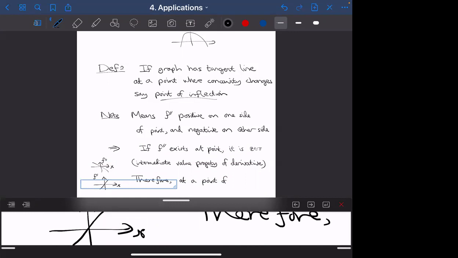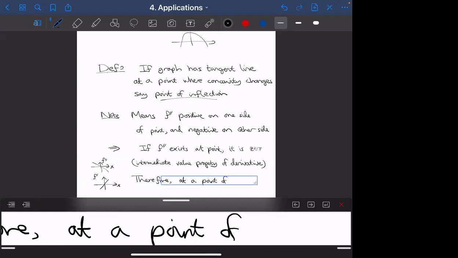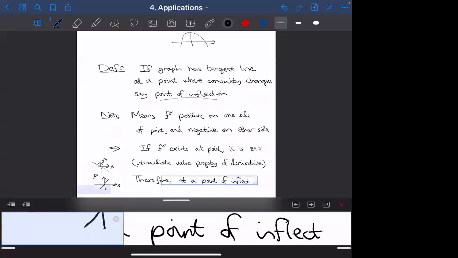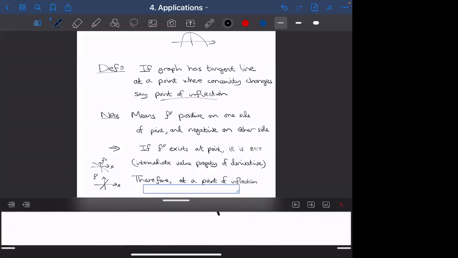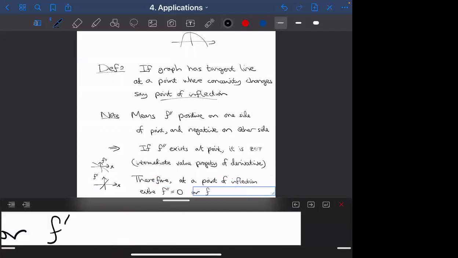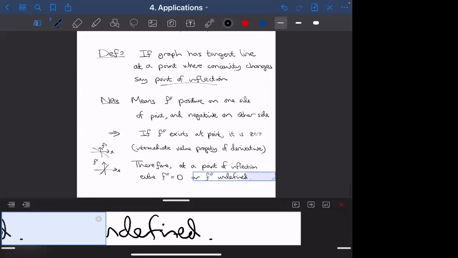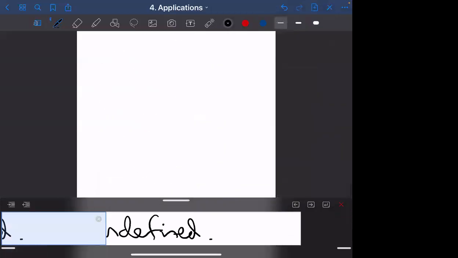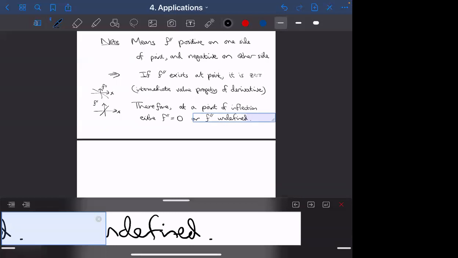But it might not exist. I'll give an example in a moment, so this will make more sense. Either f prime prime has to be 0, or f prime prime is undefined. So on a new page, let's give some examples.